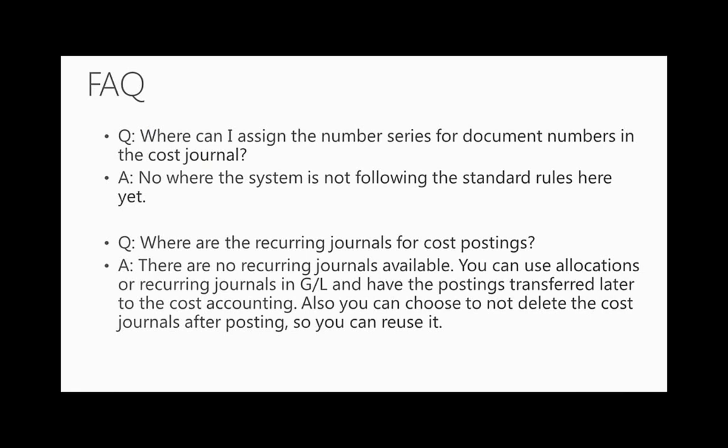So you cannot select number series for document numbers in the cost journals. That is not possible currently. And you also have no recurring journals for cost postings. But you can either use an allocation to do recurring postings, or you can set the cost journal to a value that it will not be deleted after posting, so you can reuse it.